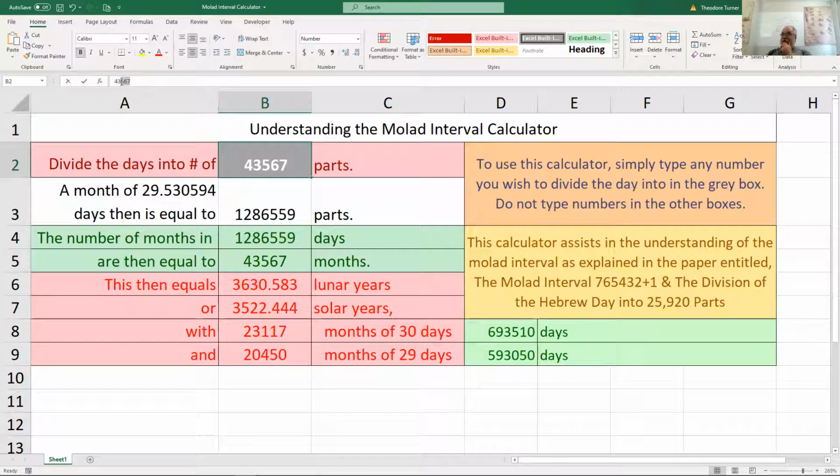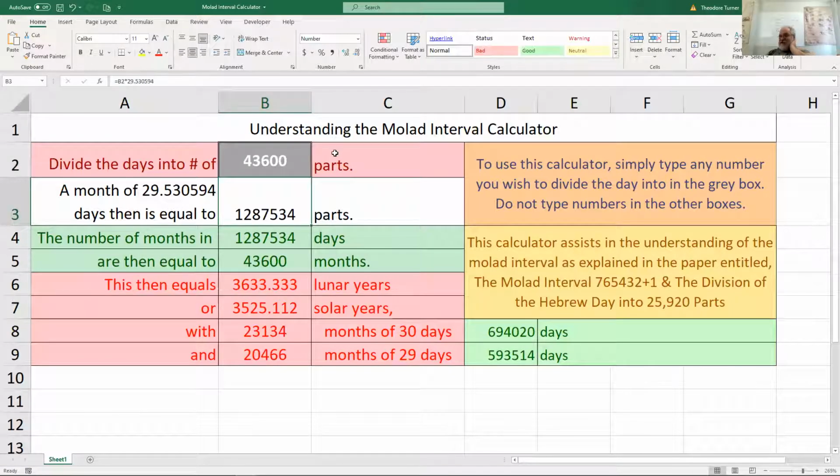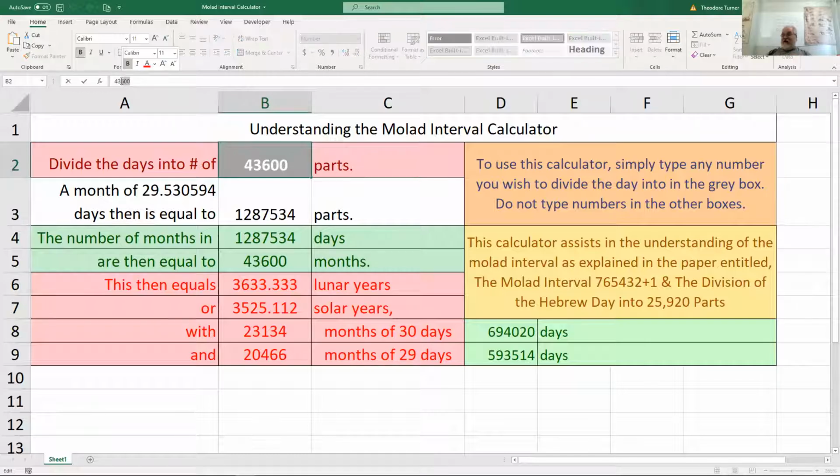So what am I doing? What is it you're trying to find? I just want to look at the number of months. So I want to look at these numbers. Now, 3,528. I just want to see what it does. So I haven't worked this out.